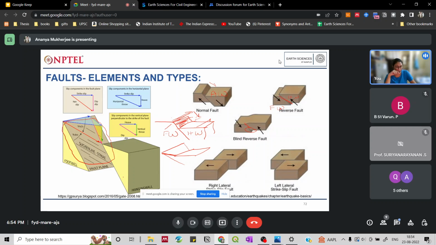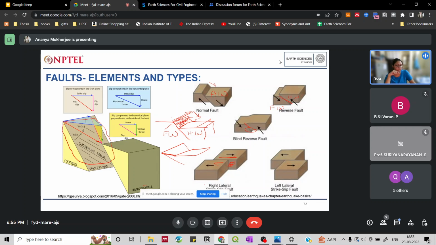Now in the bottom one we see that the movement of the rock blocks is along the strike of the fault plane. This is the fault plane. So this is a strike slip.